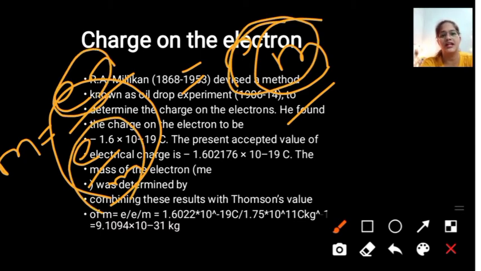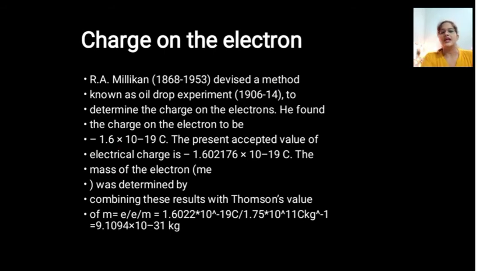So we can write the charge, and also the charge to mass ratio, which is 1.75, and we can get the answer, which is 9.1094 into 10 to the power minus 31 kgs. Okay, now let's move on to the next slide.